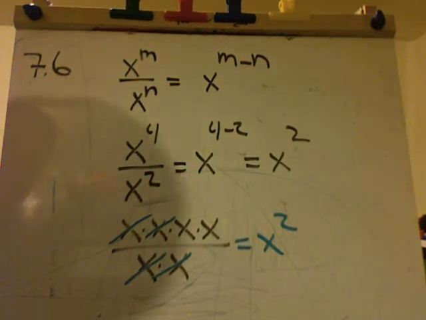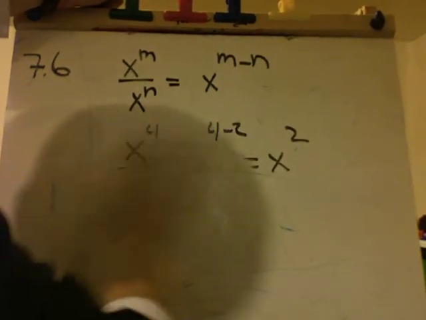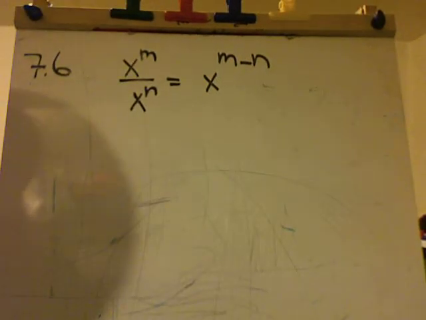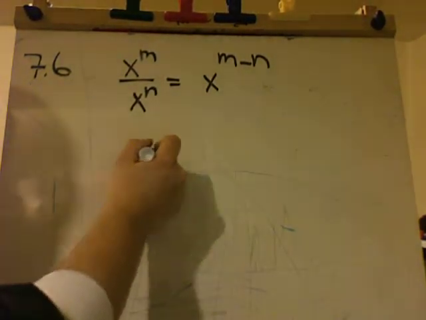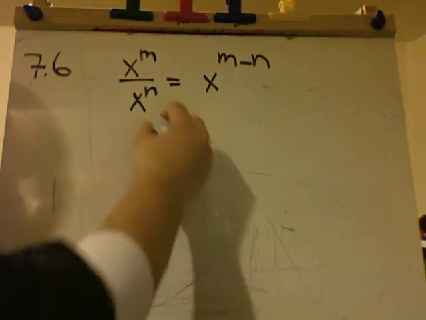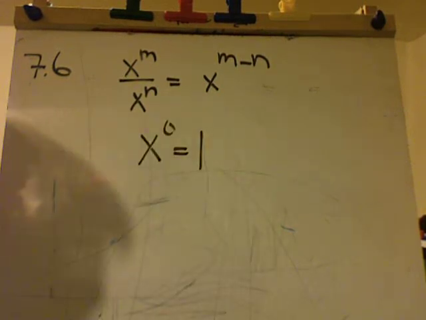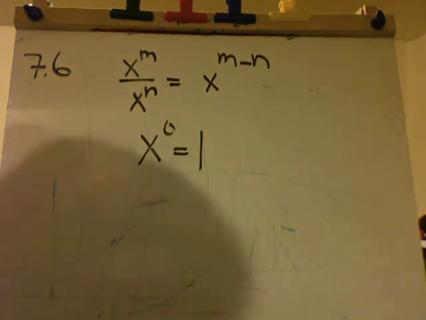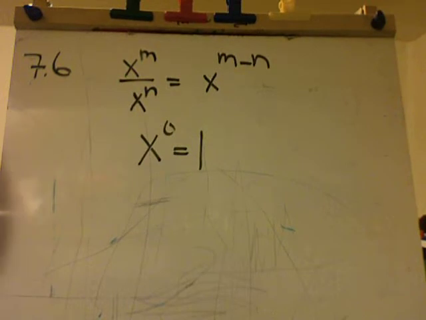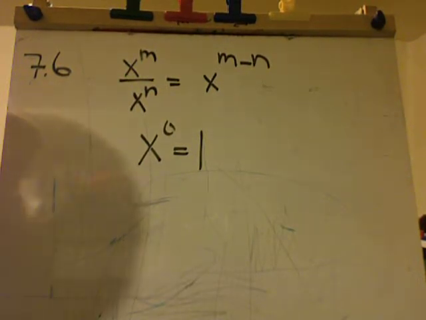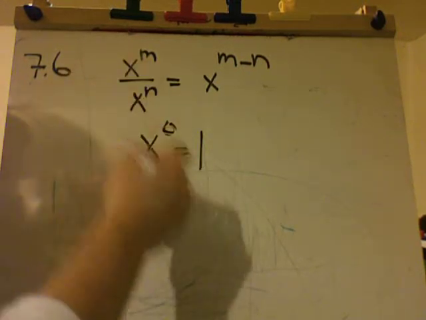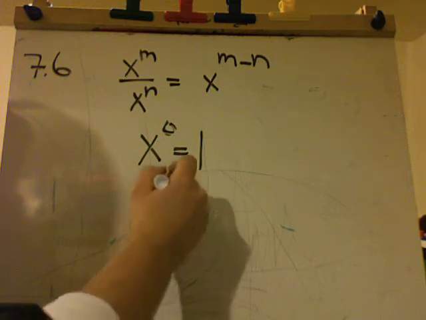Okay, so using that rule, we have this other rule. It says x to the 0 equals a 1. Okay, so any number except for 0 to the 0 power is a 1. Okay, and that's true of any number. Well, why is that? Well, let's look at this rule again.